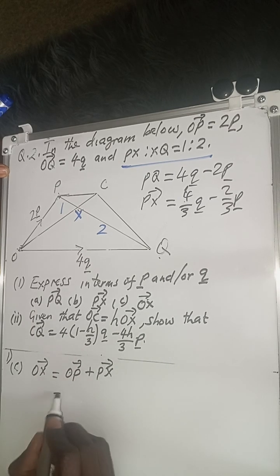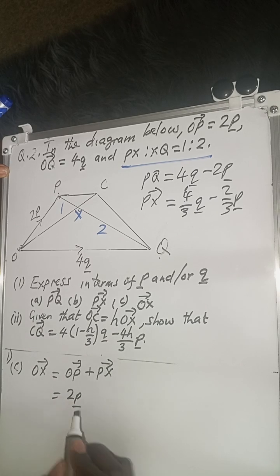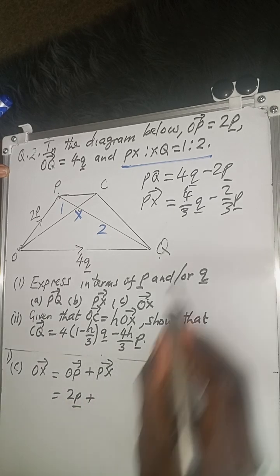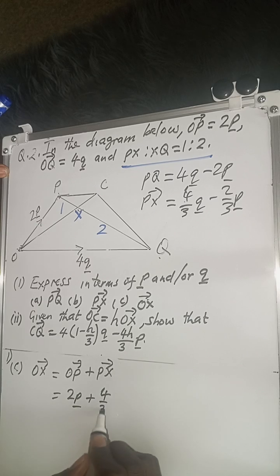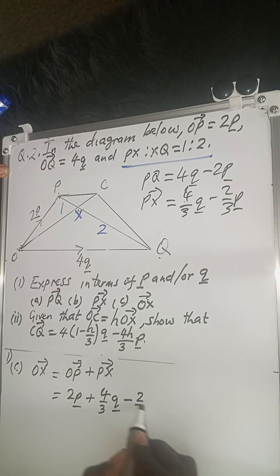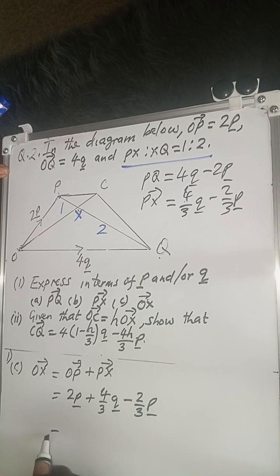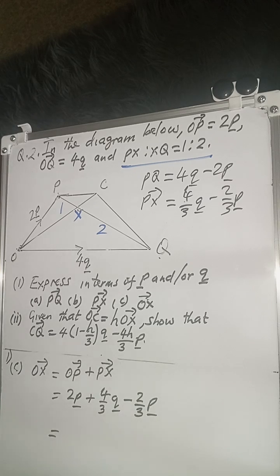And you just found your PX. What is OP? It is 2 vector P plus. What is my PX? It's that one. So it's 4 over 3 vector Q minus 2 over 3 vector P. So what do? Well, you find the common denominator.